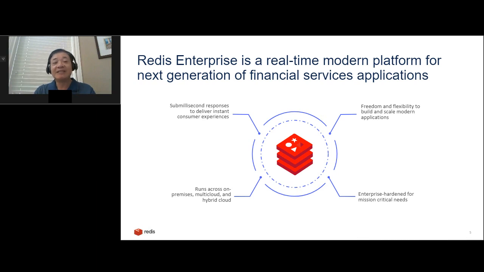And then last, but probably the most important, for a lot of our customers in financial services, they're deploying and using Redis for their mission-critical applications. So we're essentially enterprise hardened to meet those mission-critical needs. I mentioned the five nines availability, the active geo distribution and replication. All of these things enable your applications that depend on the data in Redis to be globally available and resilient.